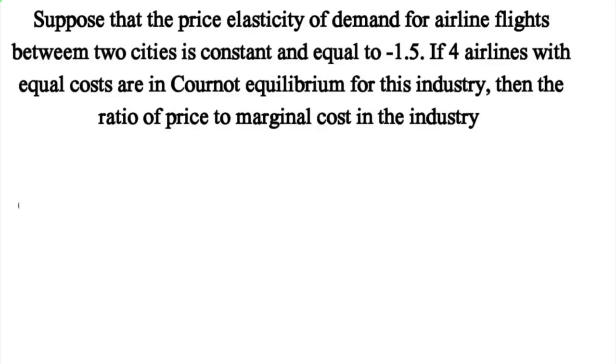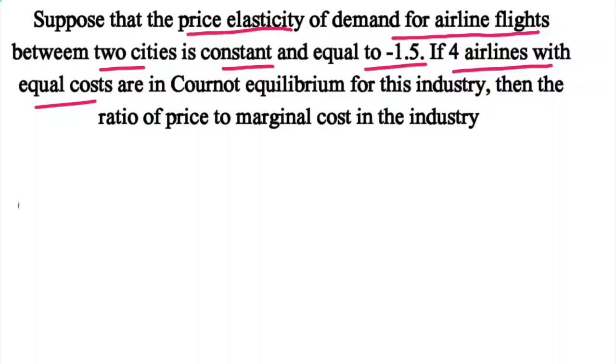The question is: suppose that the price elasticity of demand for airline flights between two cities is constant and is equal to minus 1.5. If four airlines with equal costs are in Cournot equilibrium for this industry, then the ratio of the price to marginal cost in the industry is what we need to find out.